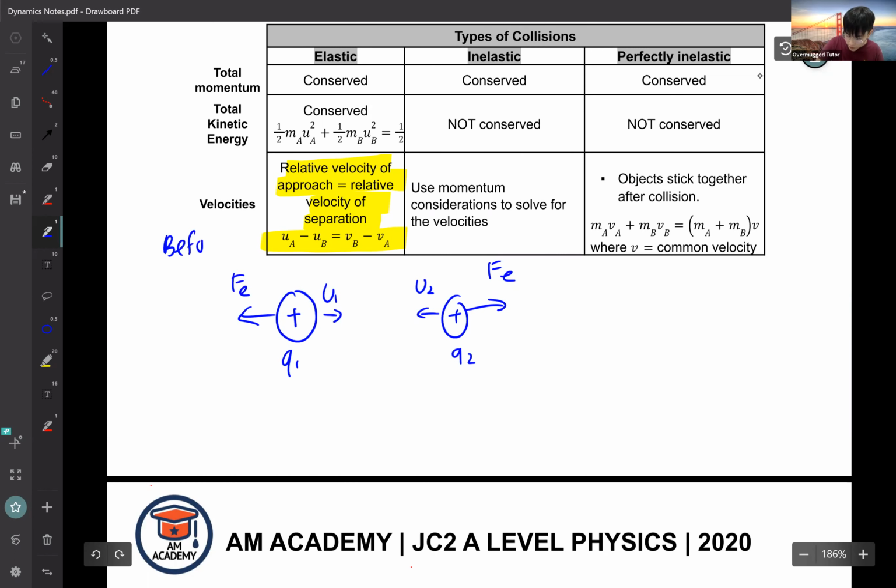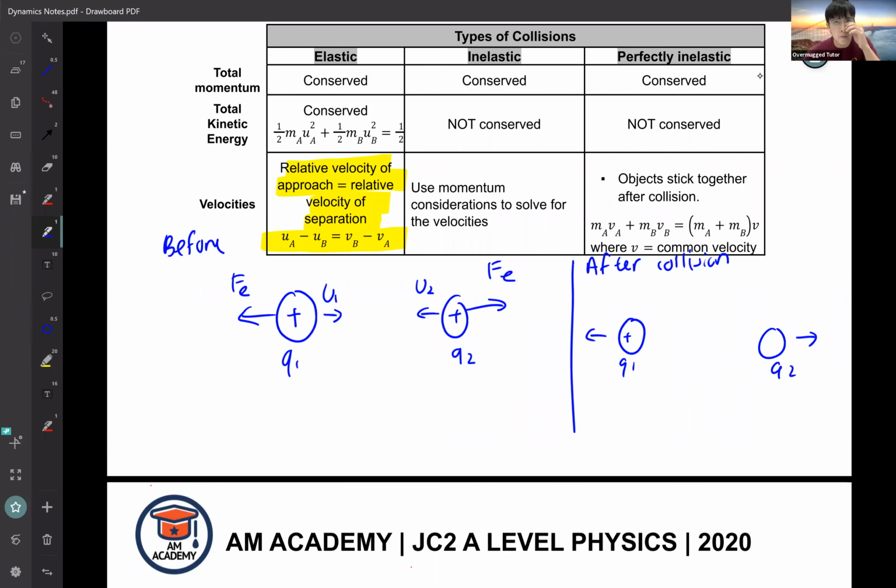So this is before collision. This is after collision. When they move off, they will have the same total kinetic energy of the whole system as before. But during mid-collision, they both eventually come to a standstill and then they repel one another. So you have to know that mid-collision, the KE is not actually conserved.